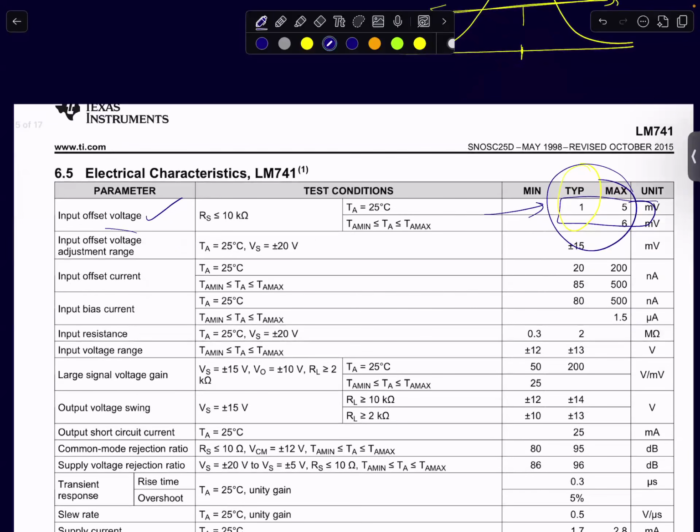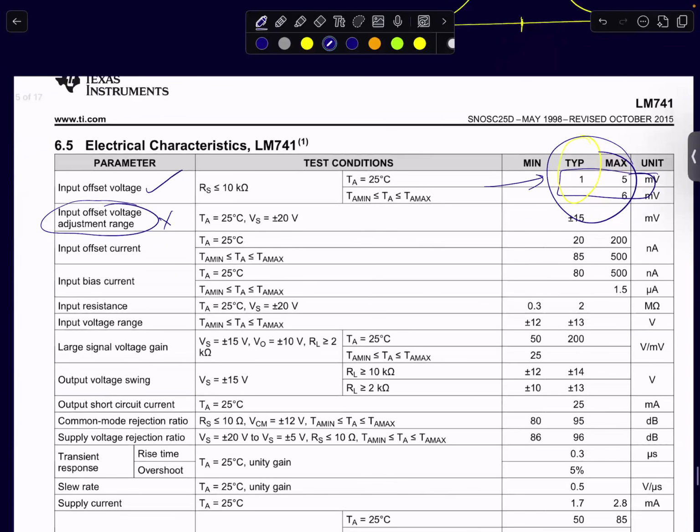Then input voltage adjustment range. This is nothing but programmability. We'll talk about this later, it's not a big deal. It's just like your offset nulling advantage: you can vary the offset. Okay. The next thing is input offset current.